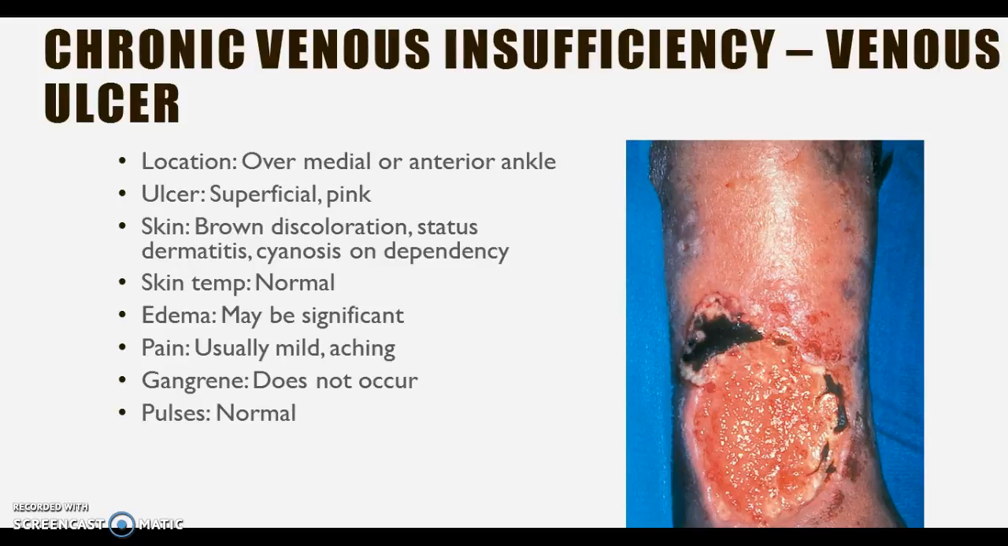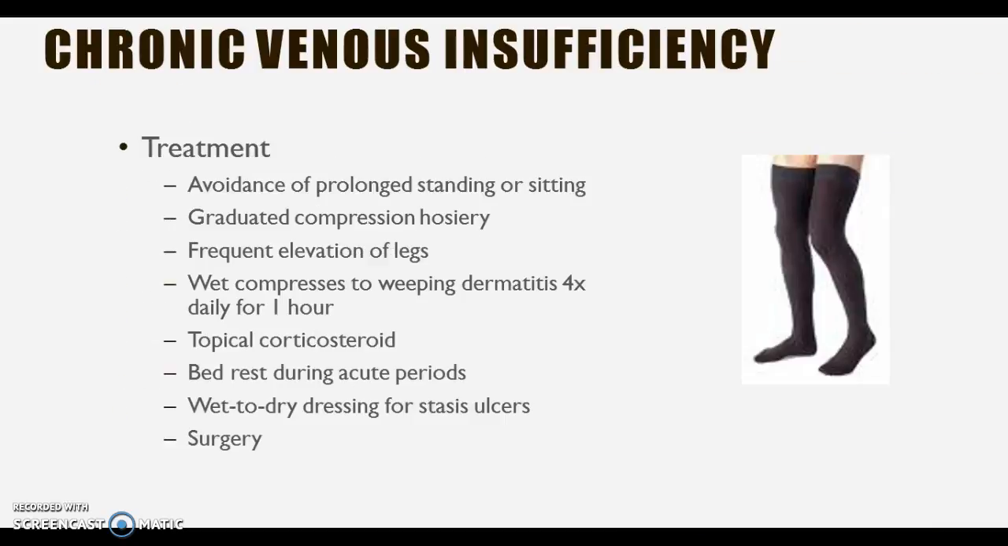With our arterial, we're going to have pallor on elevation and rubor on dependency. With venous, our skin temperature is going to be normal. We're going to see edema. Typically, they have some mild pain. We don't see any gangrene, and their pulses will be normal, as opposed to our arterial, where we're going to have absent pulses, gangrene, pain, claudication, and typically with our arterial ulcers, we do not see any edema.